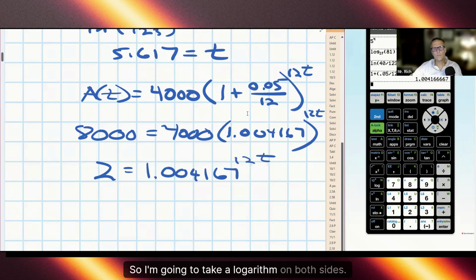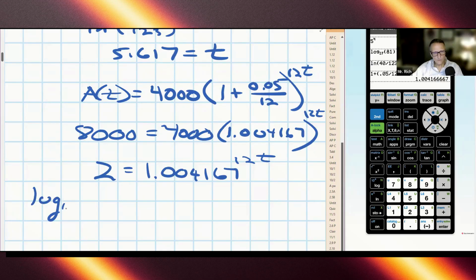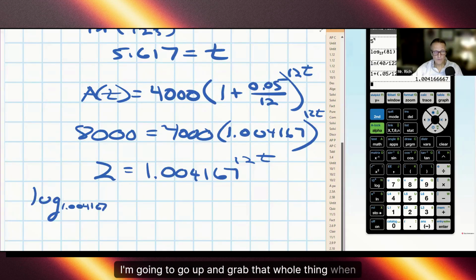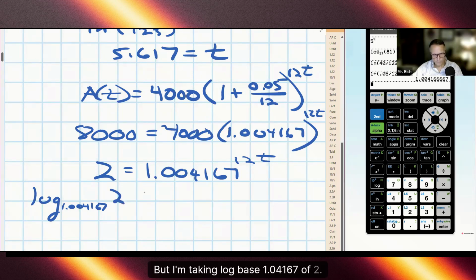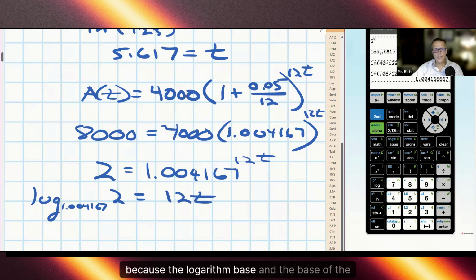So I'm going to take a logarithm on both sides. Now, what base logarithm am I going to use? I'm going to use log base 1.004167. That's the log I'm going to use. Now, I'm on my calculator. I'm going to go up and grab that whole thing when I do this log base. But I'm taking log base 1.004167 of 2. But when I take log base 1.004167 of this, it's just going to leave me 12t, because the logarithm base and the base of the exponential will cancel each other out.